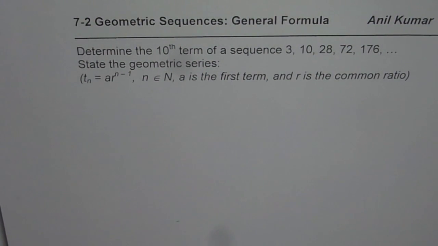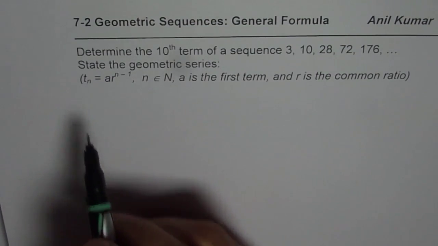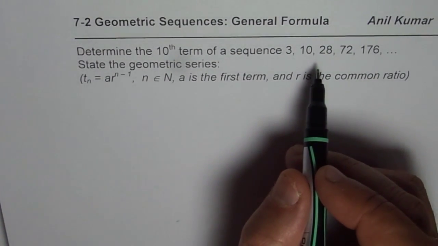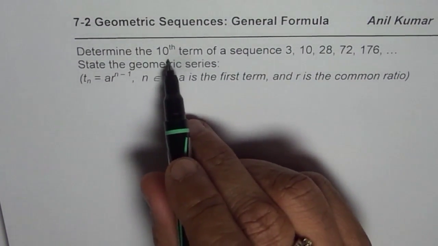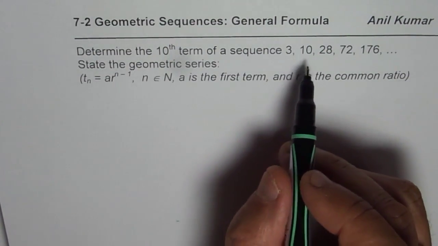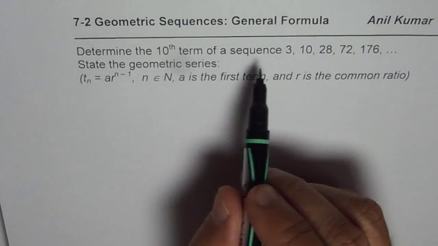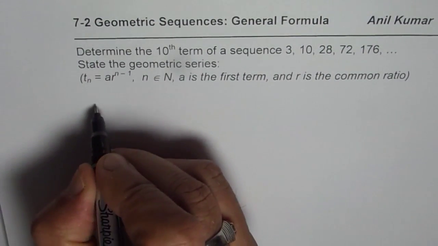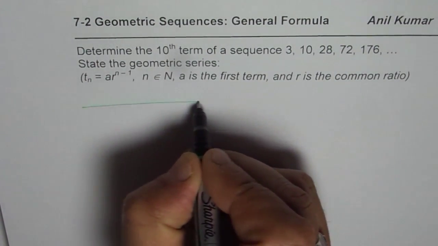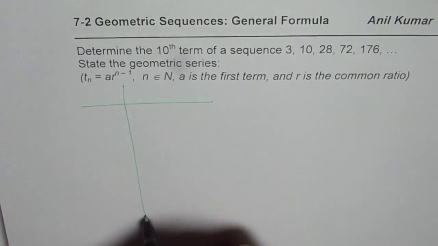The question here is: determine the 10th term of the sequence 3, 10, 28, 72, 176. State the geometric series. Now, how do we find a general term, rather the 10th term in this case? What we will do is find the general term for this series. So the series given to us is, let me write it in a column, so it will be easier for us to figure out.